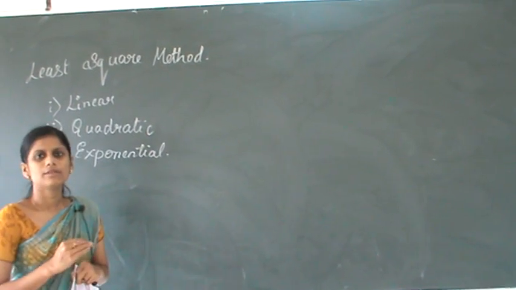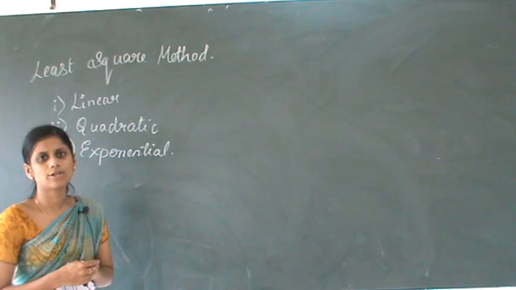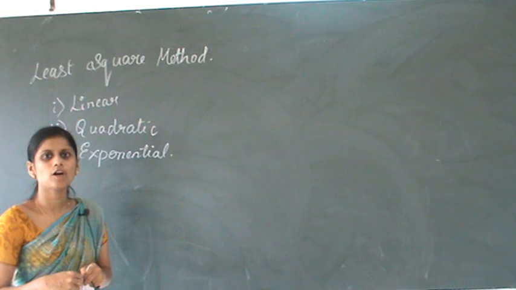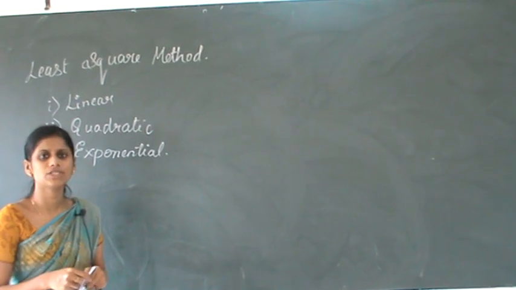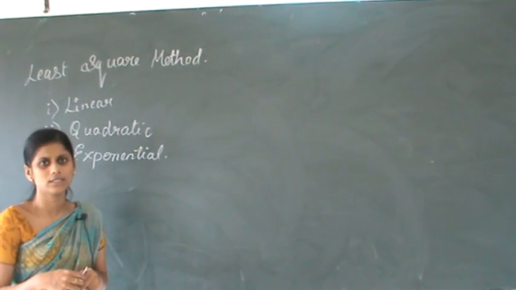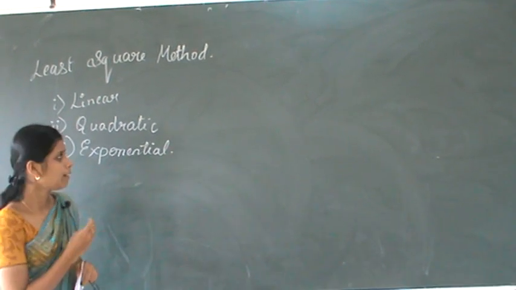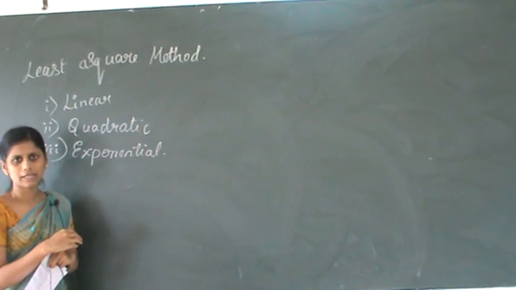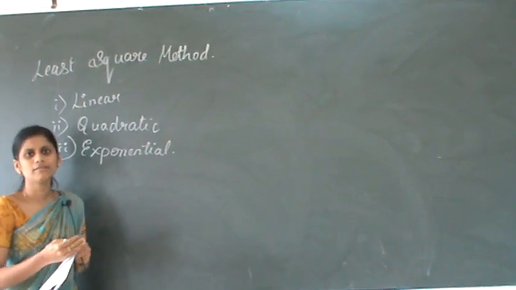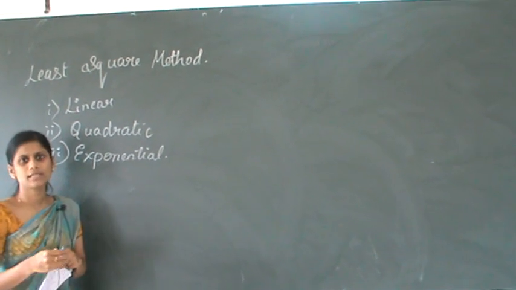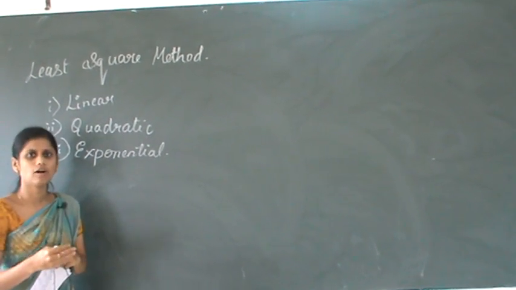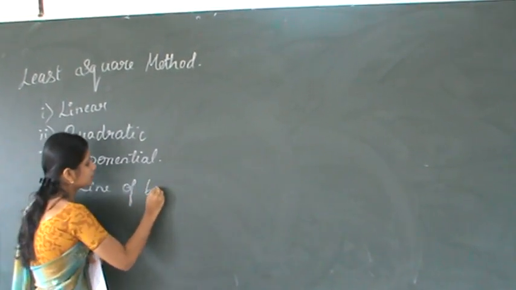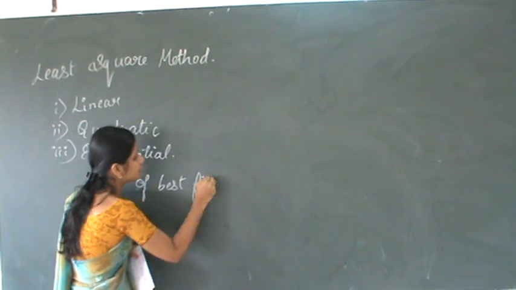Here the process of minimization of the sum of squared errors results in some equations which are called normal equations. These normal equations will be used for finding the values of constants in the formula. So here we are going to find the trend line with the help of a mathematical equation. The line which is drawn with the help of this least square method is called the best fitted line or line of best fit.